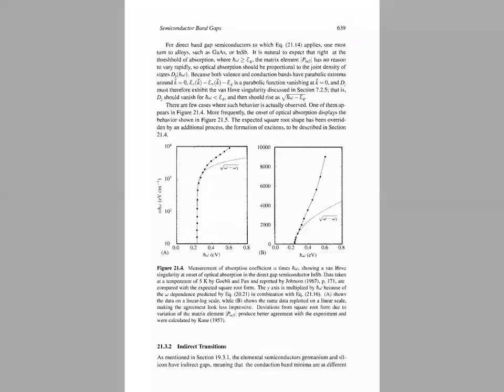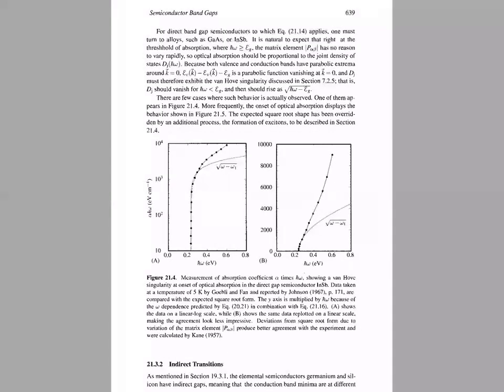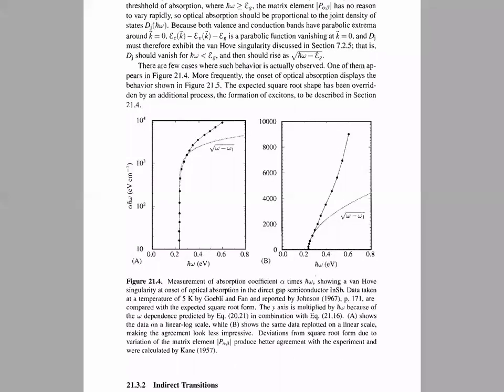Yeah. So this is a plot. Don't worry so much about the details. Let me just tell you what is being shown here. The two plots show you the same thing. Basically, it's the absorption coefficient. Alpha is the absorption coefficient multiplied by the photon energy, and the x-axis is the photon energy, h cross omega.